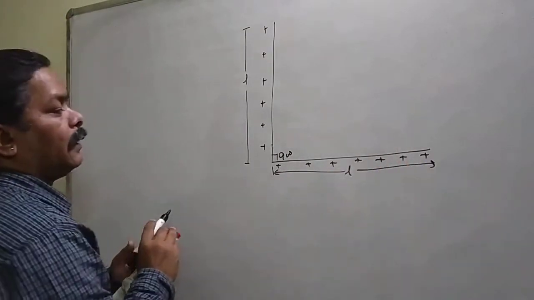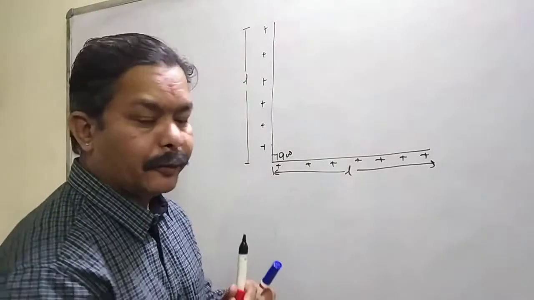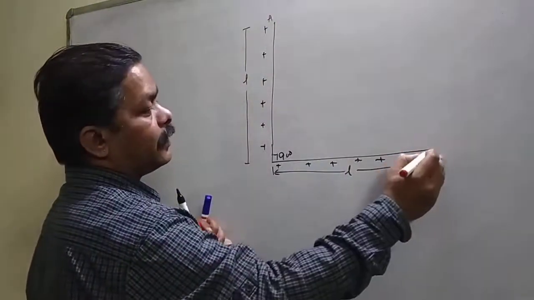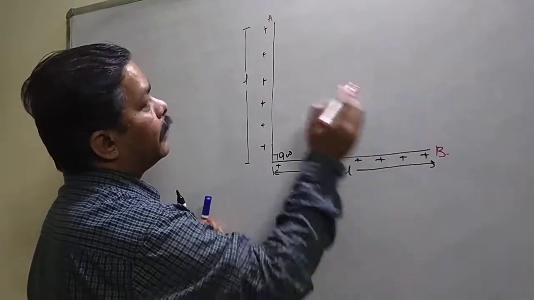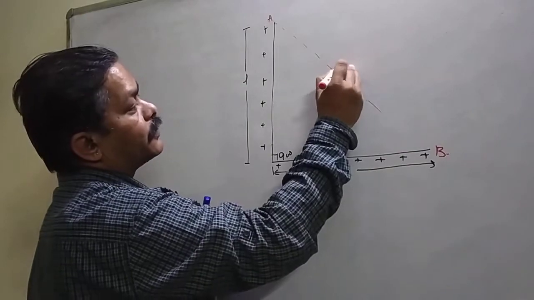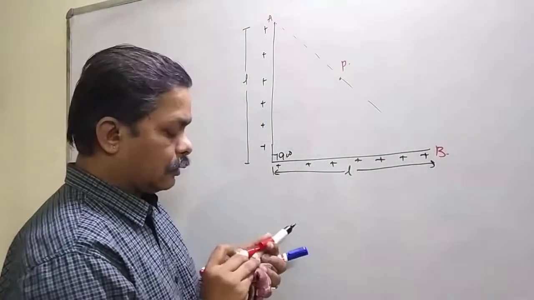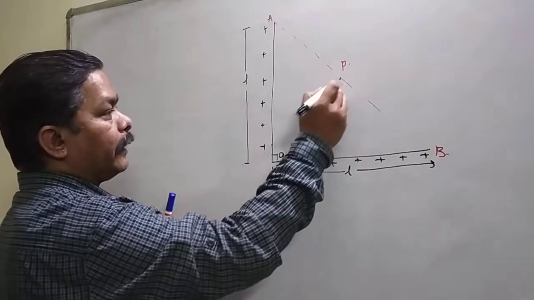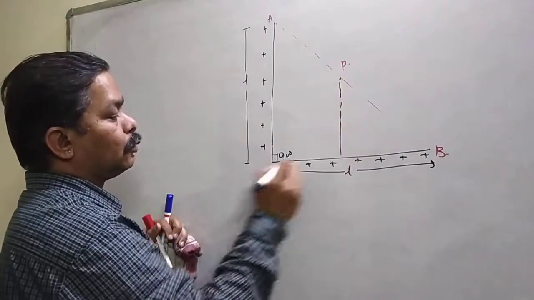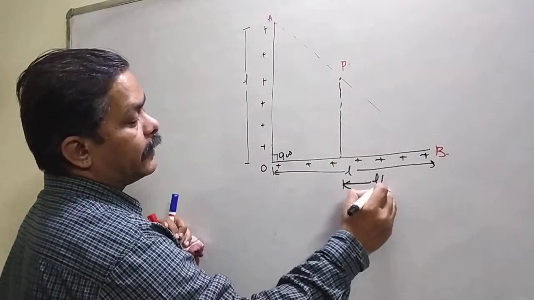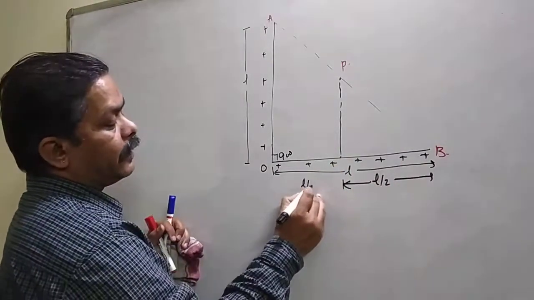Okay, and there is a point P. Point P is located as follows. Suppose this is the end B and A, and you join A and B, and point P is the middle of AB. Now drop a perpendicular from P to the line OB. This perpendicular will divide the wire into two parts, L by 2 and L by 2.